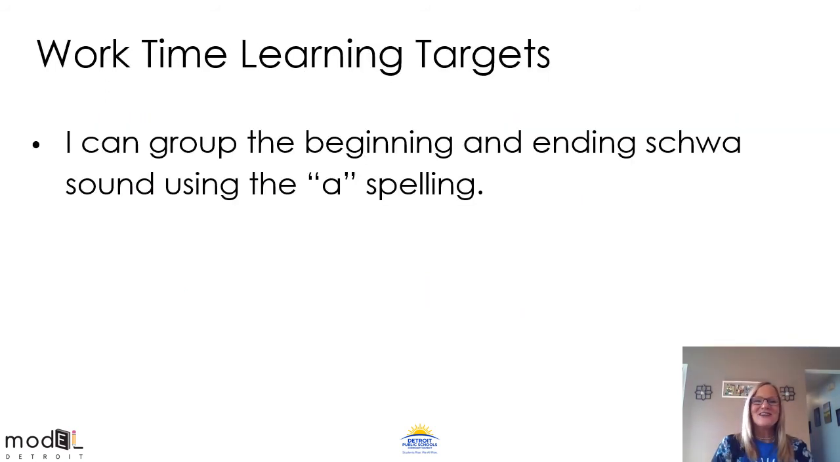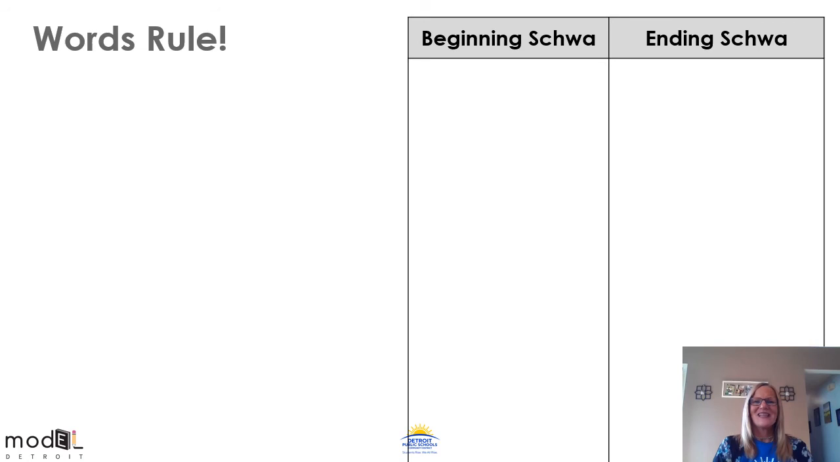Work time. Learning target: I can group the beginning and ending schwa sound using the A spelling. Now it's time to play Words Rule. We have to find the words that have the beginning schwa sound or the ending schwa sound. Let's do one together, and then you can work on your list on your own.